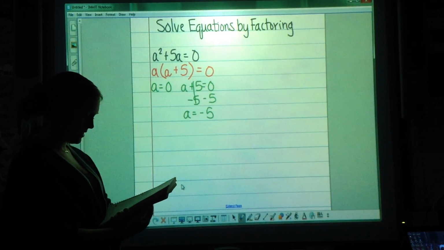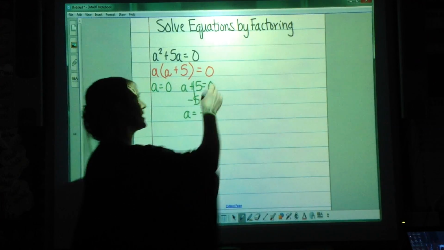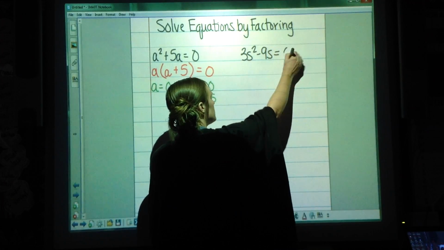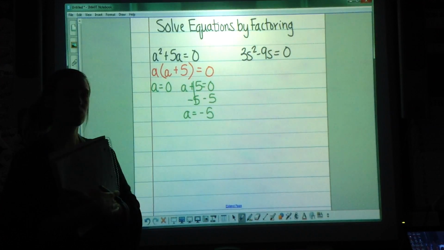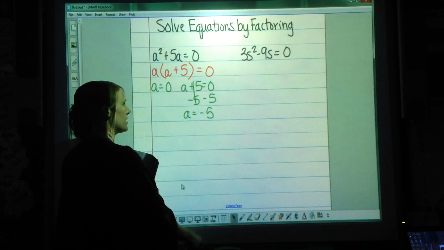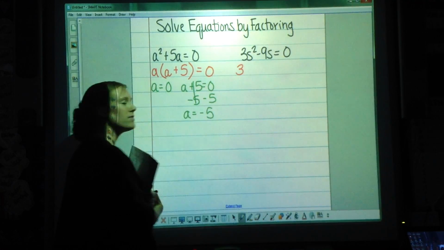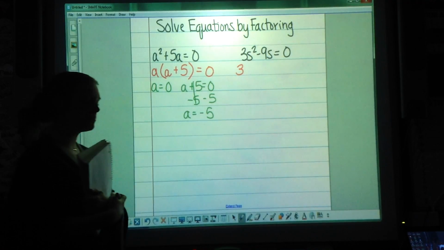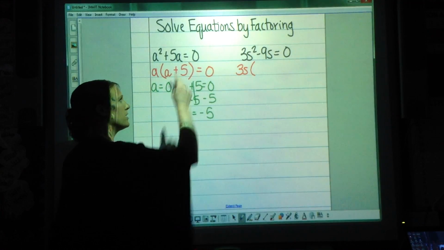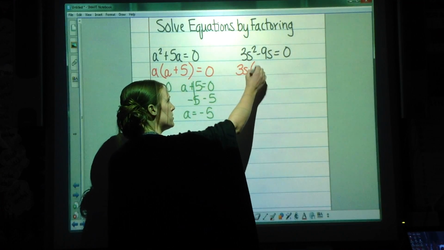Let's try 3s squared minus 9s equals 0. Start with the coefficients. What can you take out of 3 and 9? Well, they have a 3 in common. Do they have any variables in common? Yes, they both have at least one s. Now I divide. 3 divided by 3 is 1. I can put the 1 here.